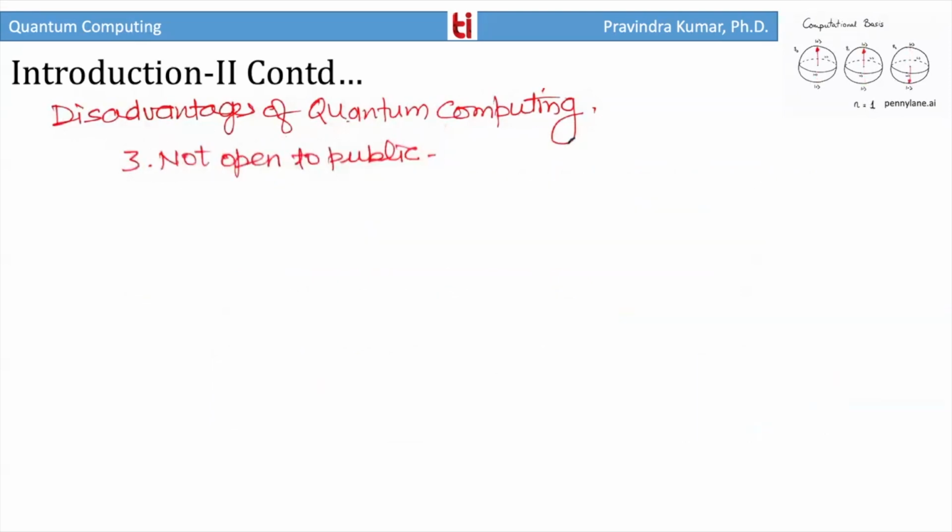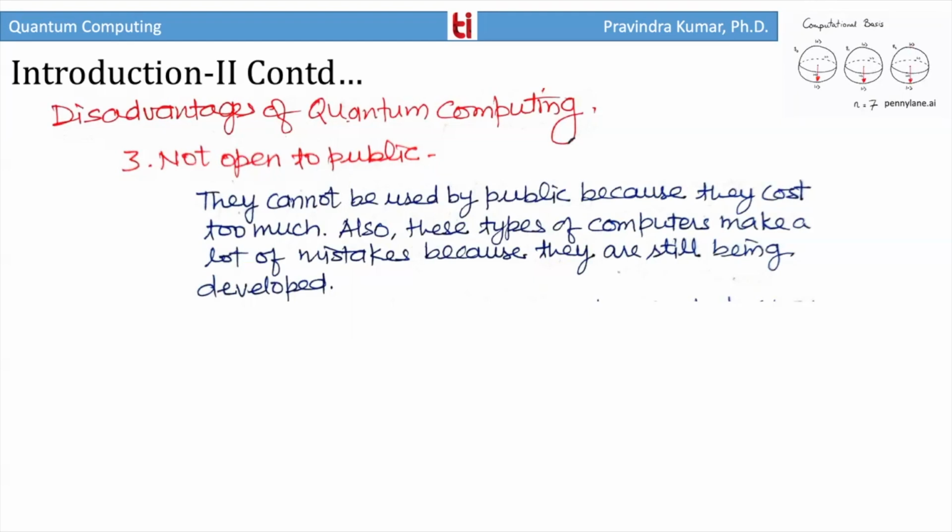Now, another disadvantage is that quantum computers are not open for public use as of now. They are not available commercially. Even if they were, no one would be able to use them because there is no software or algorithms to run on them. They cannot be used by the public because they cost too much. Also, these types of computers make a lot of mistakes because they are still being developed. When there are 10 qubits, quantum computers work fine. But when there are more qubits, like 70 qubits, their accuracy is not correct.